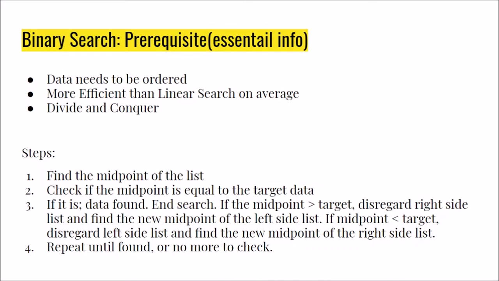So just by step 1, or maybe I guess you could say step 2, we've already disregarded half of that data set. And we'll repeat this until we have no more sides to the list, so we're only looking at one, or we have actually found our data.